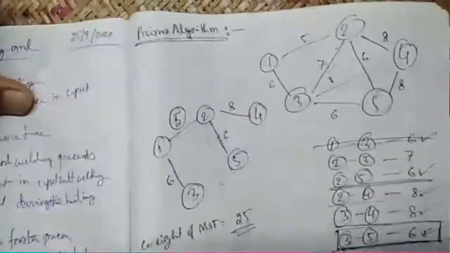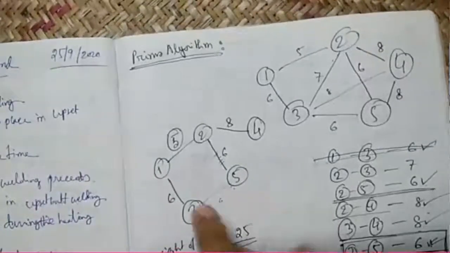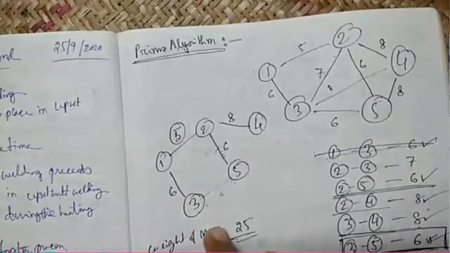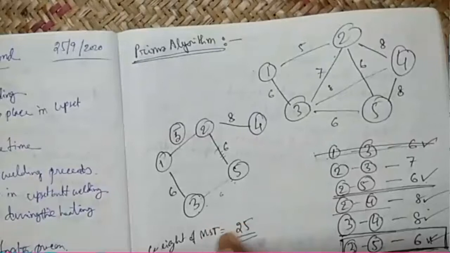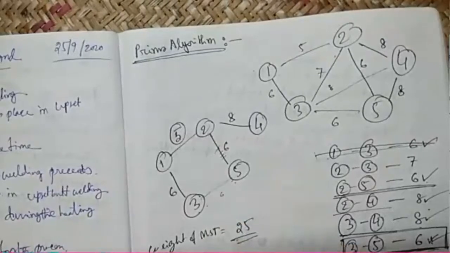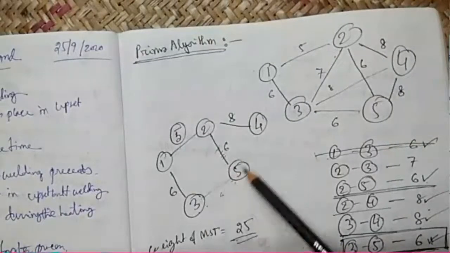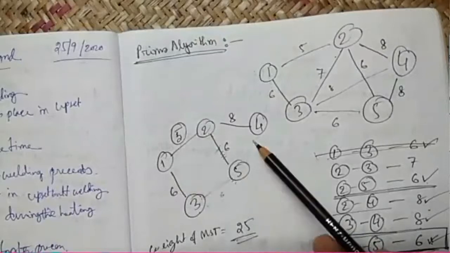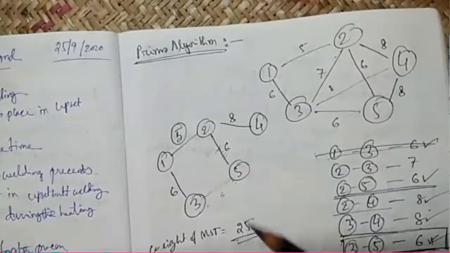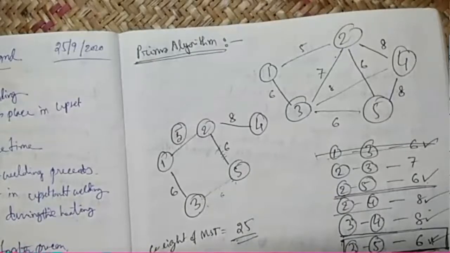Okay, is these two figures visible properly? Yes, sir. Okay, now we have found out the minimum spanning tree. Here what we can see from Prim's algorithm. Okay, and the cut optimality theorem justifies Prim's algorithm.